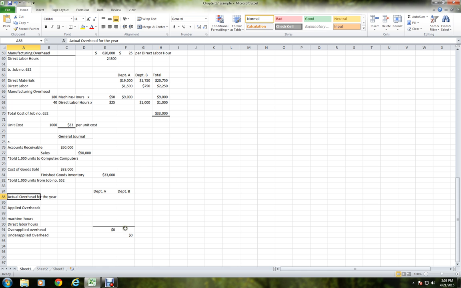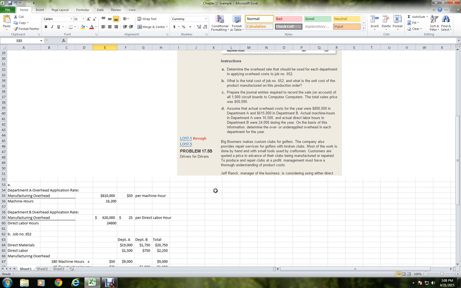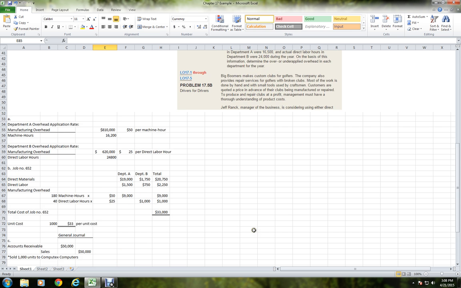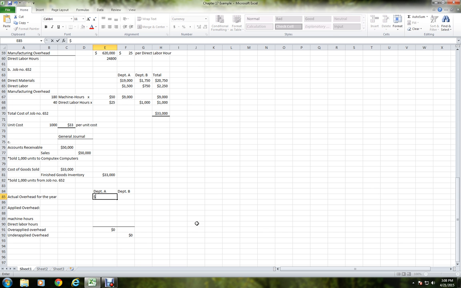All right, so now we're going to compare actual to our estimated and figure out if we have over or under applied overhead. So our actual overhead for the year, go back, and we are to assume that actual overhead costs for the year were $800,000 in Department A and $615,000 in Department B. Let's go ahead and record those. So $800,000 in Department A and $615,000 in Department B.